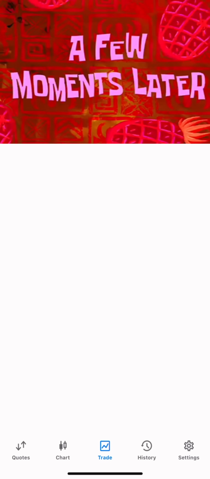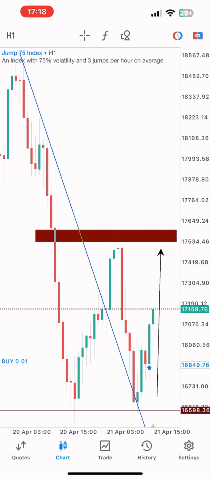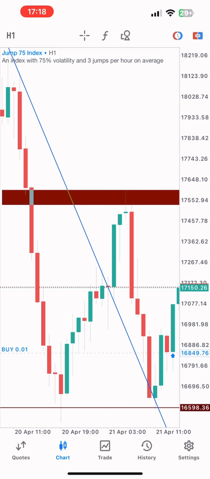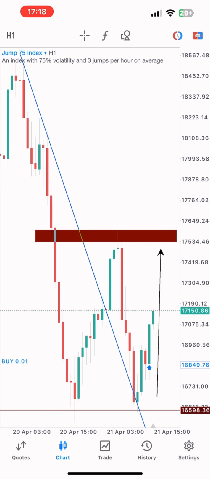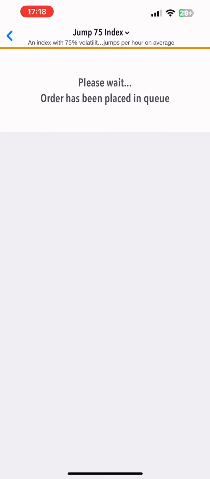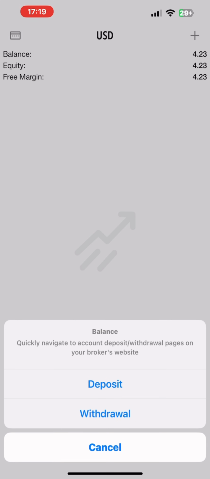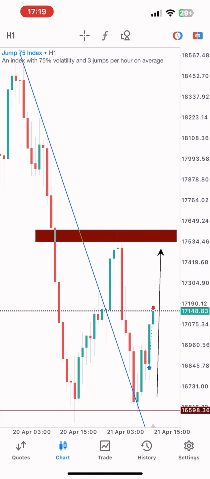A few moments later. Alright, so 56 minutes later, almost 1 hour, here's what happened to Jump 75. It reacted to my trend line this way. Right now I am in profit of $3, and I just closed. Right now the balance is $4.23, which is not bad.